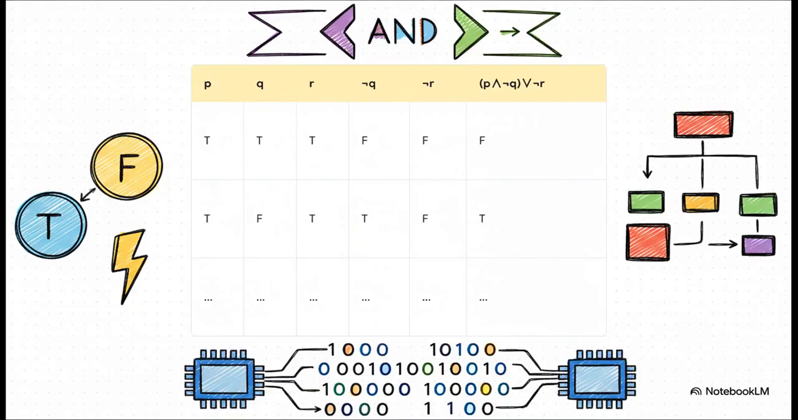We'll just trace one row together, okay? Let's do the second row. Here, P is true, Q is false, and R is true. First, the small parts. Not Q must be true because Q is false. Not R must be false. Next, we do P and not Q. Well, that's true and true, so the result is true. Finally, we take that result, true, and we OR it with not R, which was false. True or false gives us a final answer of true. See? No matter how complicated it looks, this step-by-step process always gets you the right answer.